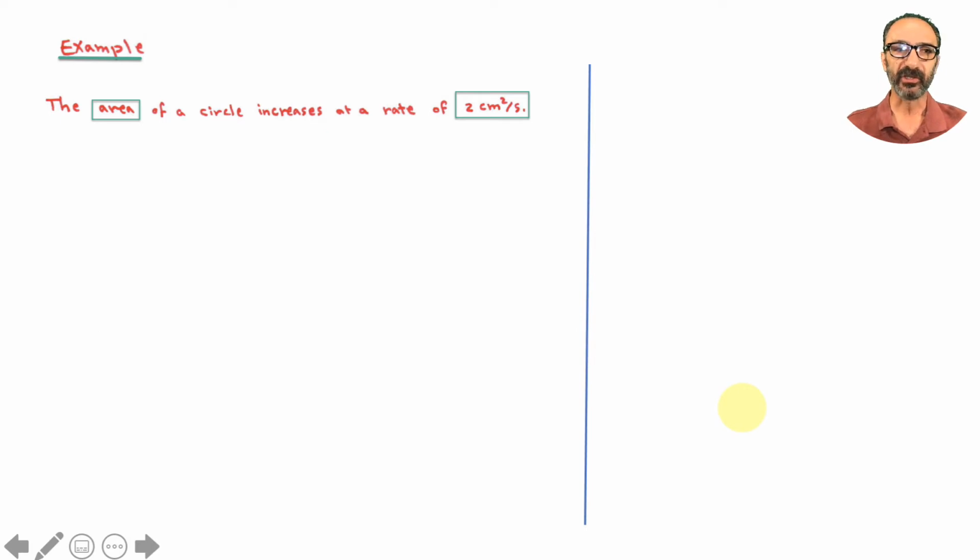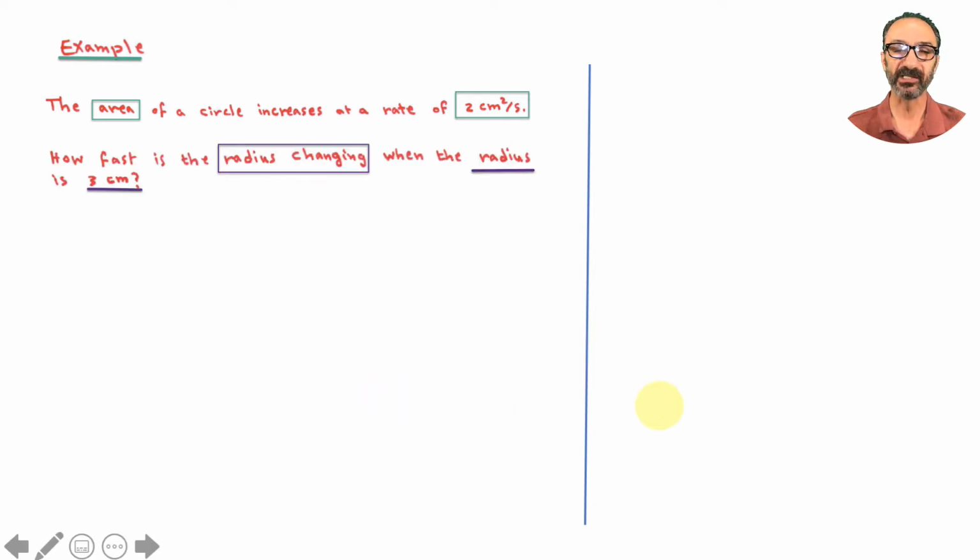The area of a circle increases at a rate of 2 centimeters squared per second. How fast is the radius changing? Now this is the other way around. The area is given to you as how fast it changes. They want the rate of change of r, in this case when the radius is 3 centimeters.